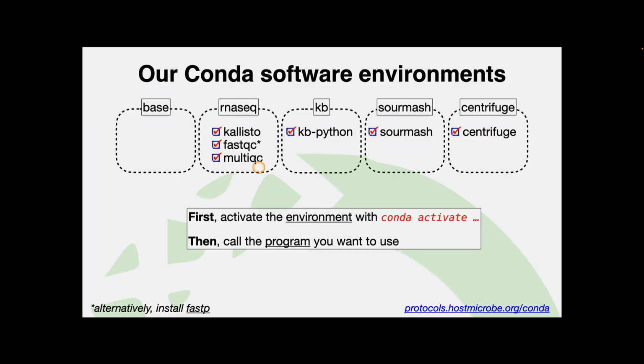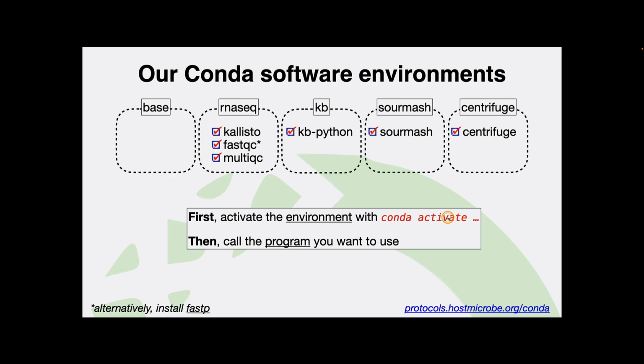Remember that in order to access a piece of software in one of these silos or environments, we have to first activate the environment and then run the program. So it's a two-step process. And to activate the environment, we would run conda activate and then call the environment by name. In this case, RNA-seq or KB. Now, you could have named these environments whatever you wanted, but hopefully you've named them the same thing I have so that it's easier to follow these instructions.